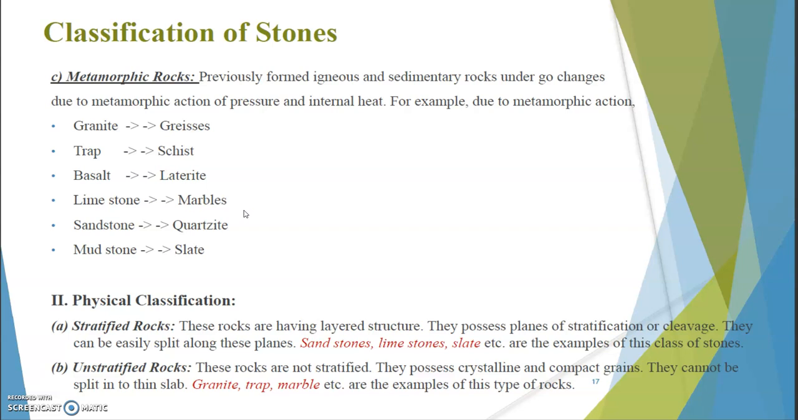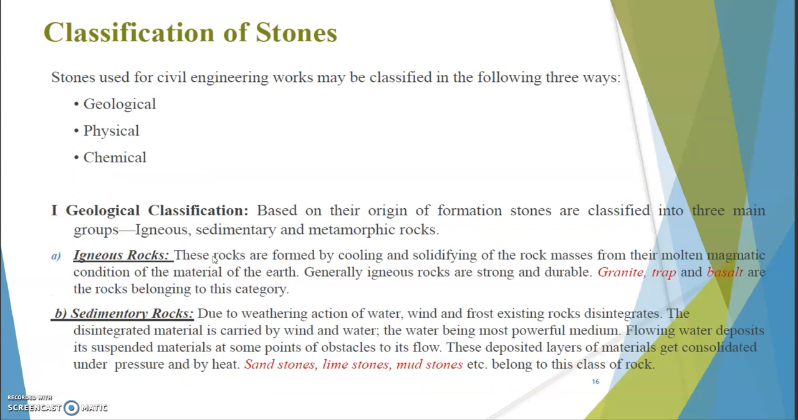Everybody would know that from the list. Marble is not a naturally formed version. It's a modified version of limestone. That one should understand. Then sandstone becomes quartzite and mudstone becomes slate. So that's for your geological formation based classification.